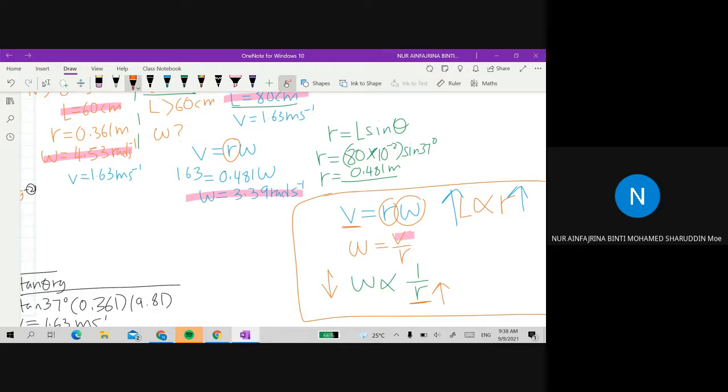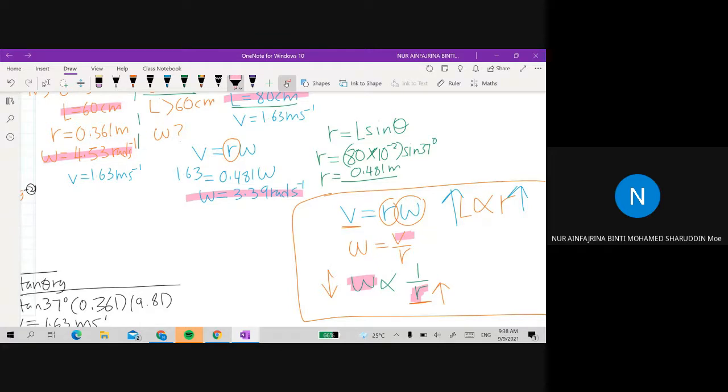So, we know the formula for linear speed is V equals to R omega. Okay, but the speed is going to be constant here. So when the speed is constant, you find balik equation, you akan dapat angular velocity equals to speed over radius. Now, kita tahu angular velocity is inversely proportional to radius.